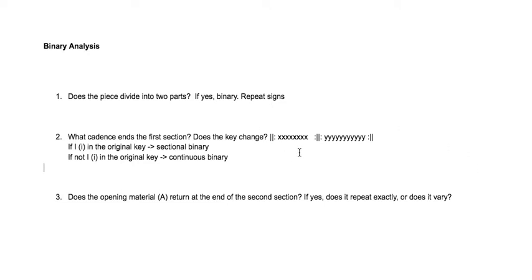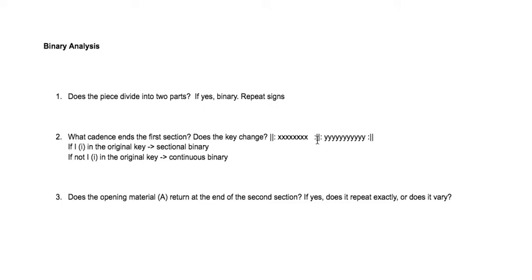And what you need to ask yourself is, what cadence ends the first section? So right over here. Okay. And why don't we look at the opening? Why don't we look at the end? It's equally important that we know what's going on there, but the reason is because if we're looking at a piece that's tonal music, it's going to start in tonic and it's going to end in tonic. So that doesn't really make a difference there.